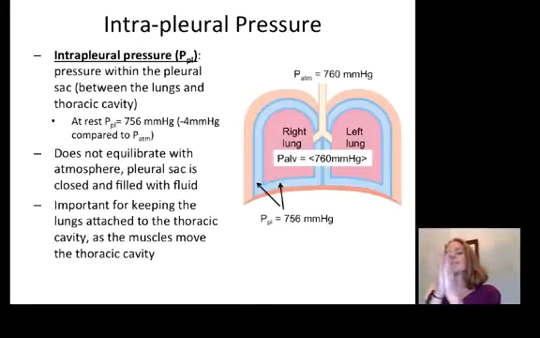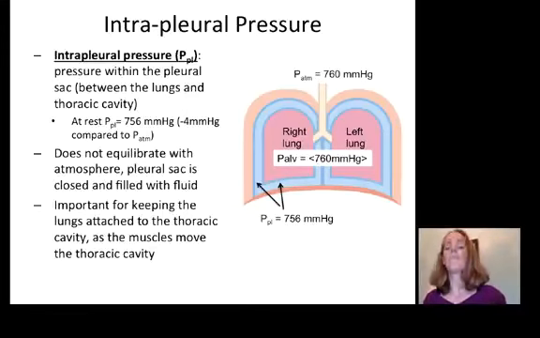So the lungs are now suctioned to the chest cavity by this negative pressure in the pleural space. Why is it a negative pressure? It's negative because it is much lower than the outside environment and lower than the lungs. This negative pressure makes sure that the lungs are coupled to the chest cavity. What that means is that as the chest cavity moves, the lungs will move along with it.